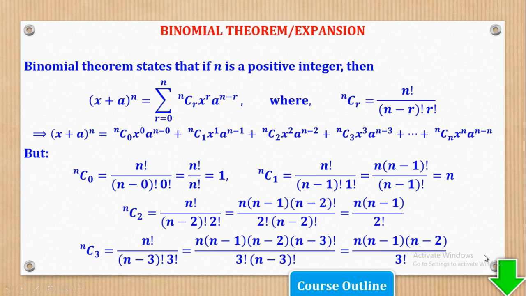Now we shall go to n combination n. So n combination n gives you n factorial over n minus n factorial multiplied by n factorial. Now n minus n is 0 and 0 factorial is 1, so we remain with n factorial over n factorial, which gives you 1.